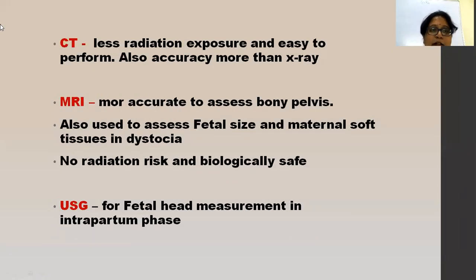Next is the CT. What are the advantages of CT over X-ray pelvimetry? In case of CT, there is less radiation exposure and it is easy to perform. Also, it is more accurate than X-ray in measuring the diameters of the pelvis. MRI is more accurate to assess the bony pelvis, and it is also used to assess the fetal size and maternal soft tissues in case we are facing dystocia. There is no associated radiation risk, and MRI is biologically safe. And ultrasound is usually done to measure the diameter of the fetal head, usually in the intrapartum phase.